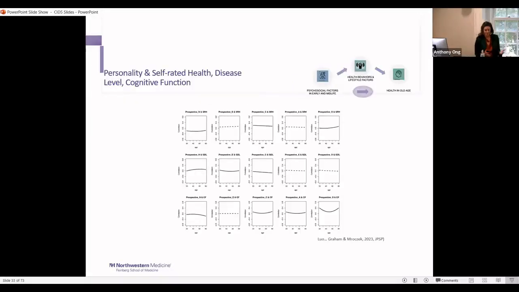Let's talk about health outcomes. So this project was looking at both prospective and concurrent associations between personality traits and several health outcomes, including self-rated health, general disease level, and cognitive function. So this was a coordinated analysis of just 3 data sets. And the results I'm showing here are just from one of these studies. I think this one was the Health and Retirement Study, the HRS.